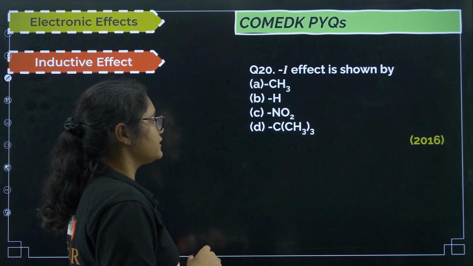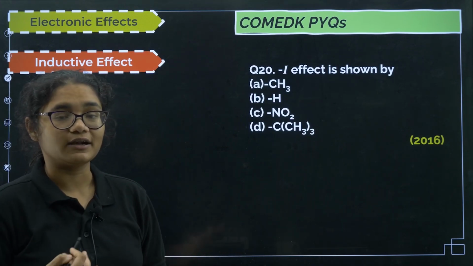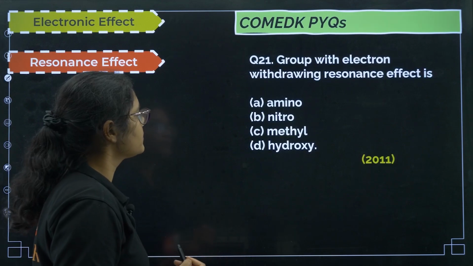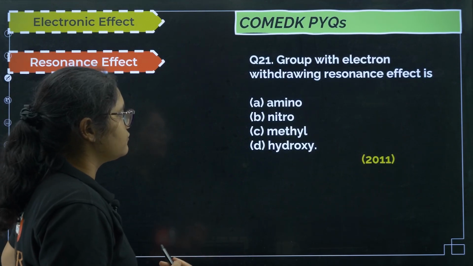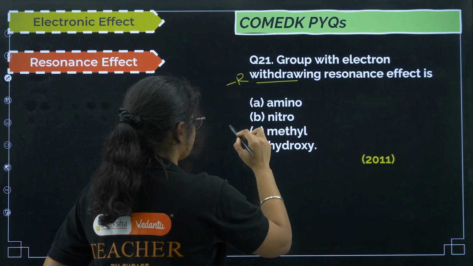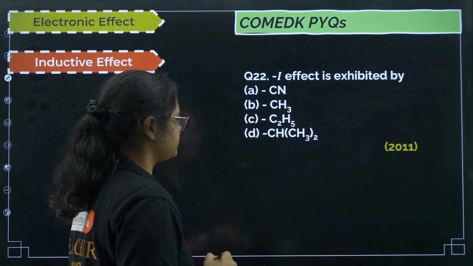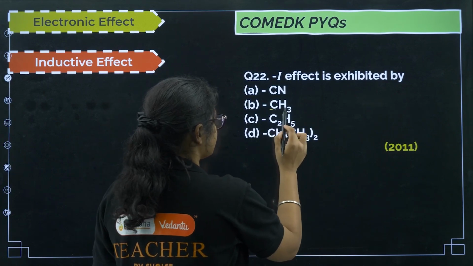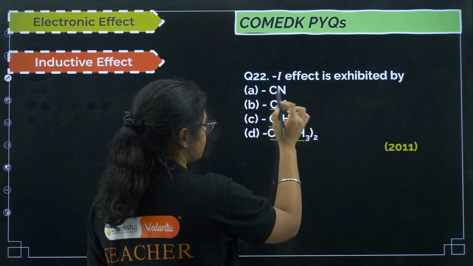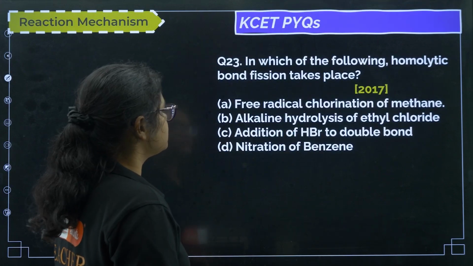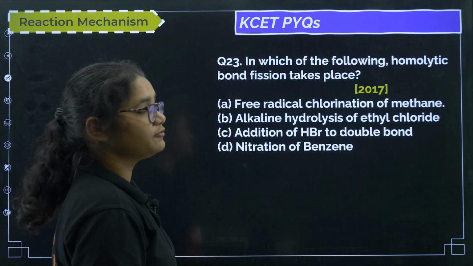Next, minus I effect is shown by, so minus I effect means an electron withdrawing group, so that is option number C, NO2. Next, the group with electron withdrawing resonance effect is, electron withdrawing means minus R effect, nitro group. Then again, minus I effect is exhibited by CH3? No, all alkyl groups have plus I, and CN has minus I effect.